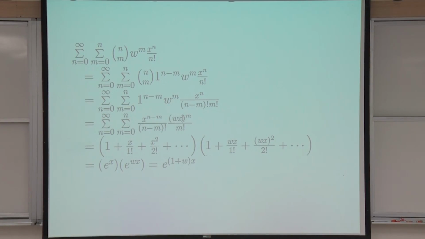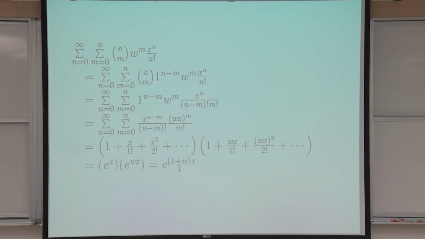So this is the coefficient of x to the power n when we multiply these two together. This one is e to the power x, and this one is e to the power wx. So we get e to the power x times e to the power wx, which is equal to e to the power (1 plus w) times x.